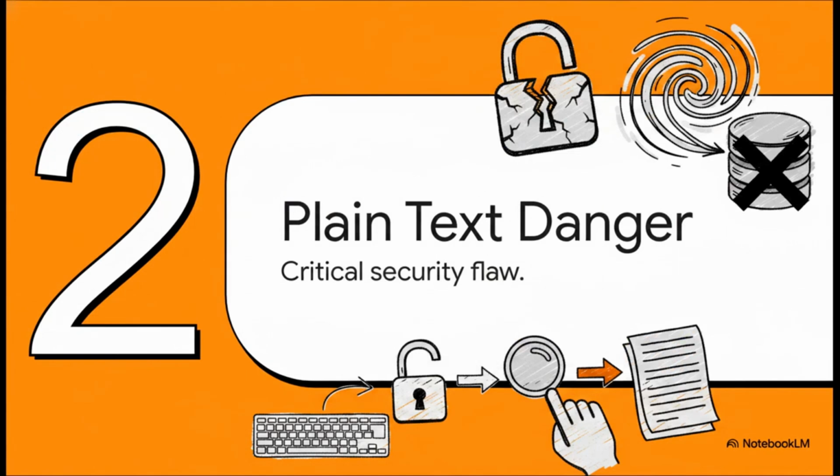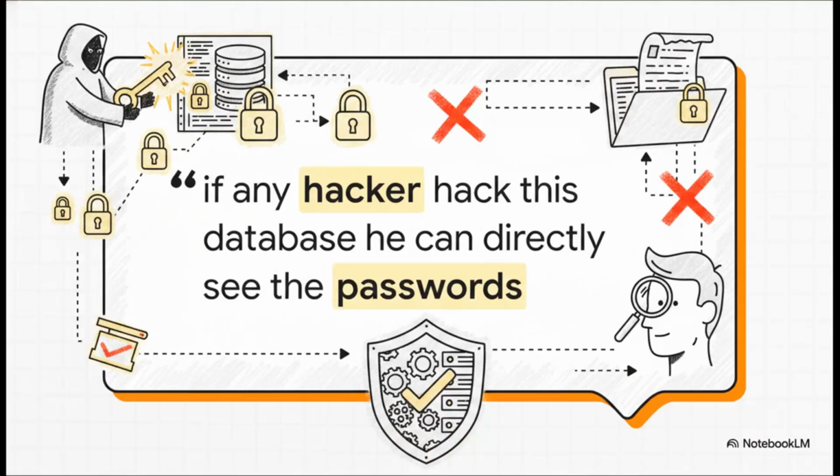Moving to Section 2, the plain text password danger, the critical security flaw. So the crucial point is, we've successfully created our user, but we've just made a massive, dangerous rookie mistake in our code. We literally took the exact password the user typed and saved it directly into the database as raw text. This quote from our source material really highlights the severity here. It notes that if any hacker hacked this database, he can directly see the passwords, or even if developers can directly see the information. And that's the kicker, right?